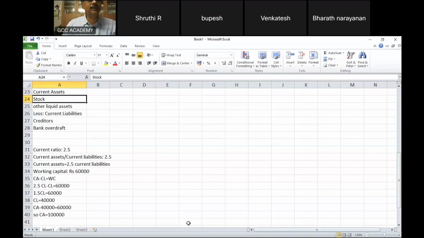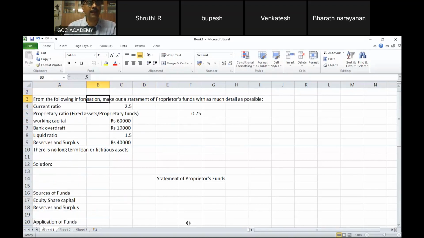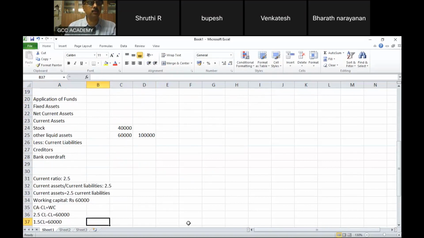So I'm going to put under current asset, stock in the inner column, 40,000. Then automatically it means other liquid assets are 60,000. So that makes it total 1 lakh. And current liabilities: you got 30,000 creditors and bank overdraft. Bank overdraft is given already to us as 10,000. Total current liability is 40,000. So bank overdraft is 10,000, and creditors, the balancing figure, is 30,000. Any doubt in this?